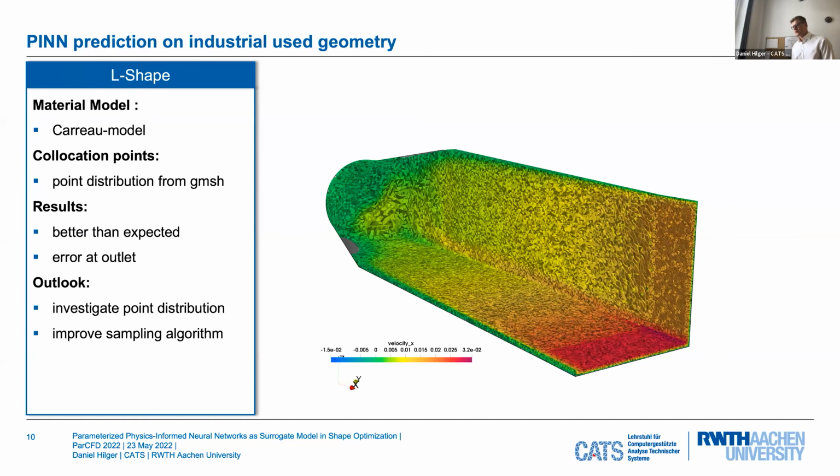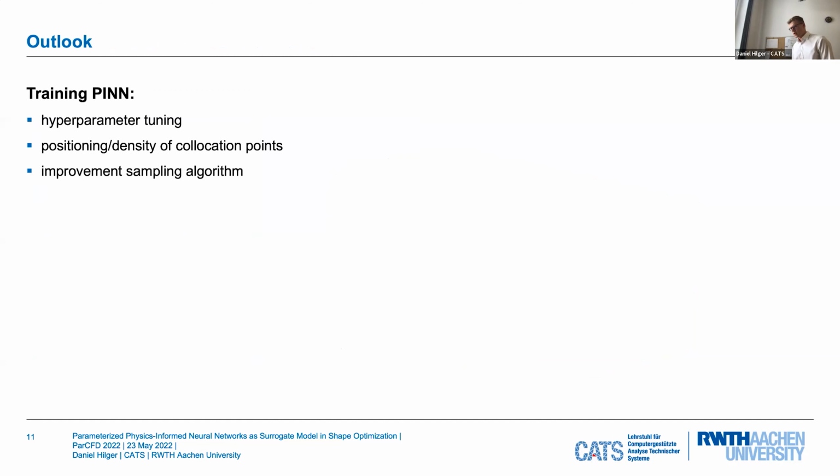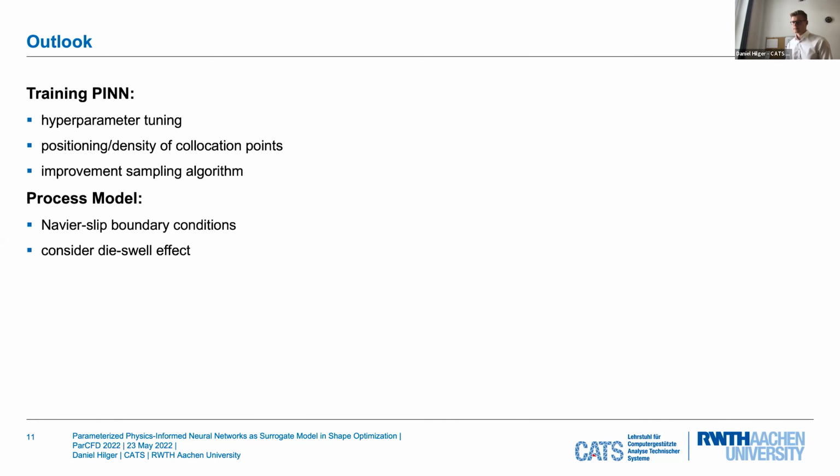So this brings me already to the outlook, what we still need to investigate. In general, we need to put some more effort into the training of PINNs. So which hyperparameters are best to set up these surrogate models, how the positioning and density of collocation points for our PINN affect the results, and how we can improve the sampling of these points for variation of the domain.